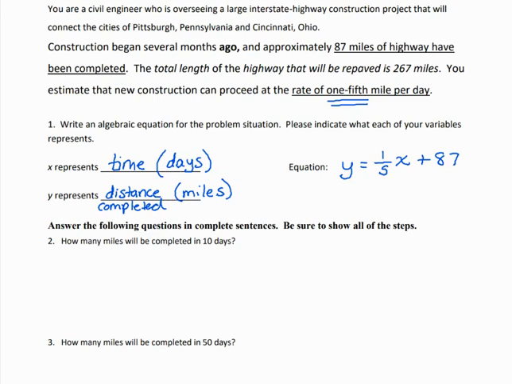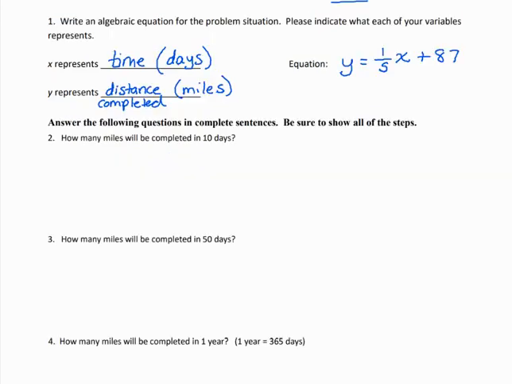Okay, this is going to tell us how many miles are completed. So after working for one more day, we would have 1/5 plus the 87 miles. For 2 days, we'd plug in 2 and so forth. Okay, so let's practice solving some of these. And that's what I want us to do before we leave for lunch. We have about 5 minutes here.